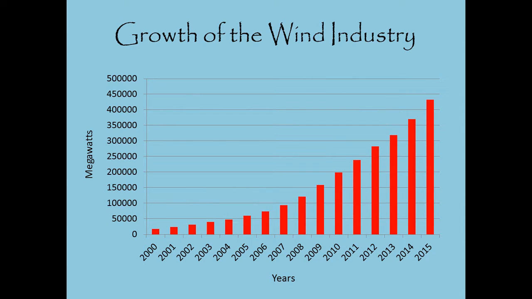So here is a graph that depicts the growth of the global wind industry over the past 15 years. As you can see, there has been an exponential increase in the wind capacity worldwide. In 2000, there was a global capacity of 17,400 megawatts, and in 2015, that number became a whopping 432,883 megawatts. This graph just goes to show how the wind industry has grown incredibly in recent years and will most likely continue to do so.